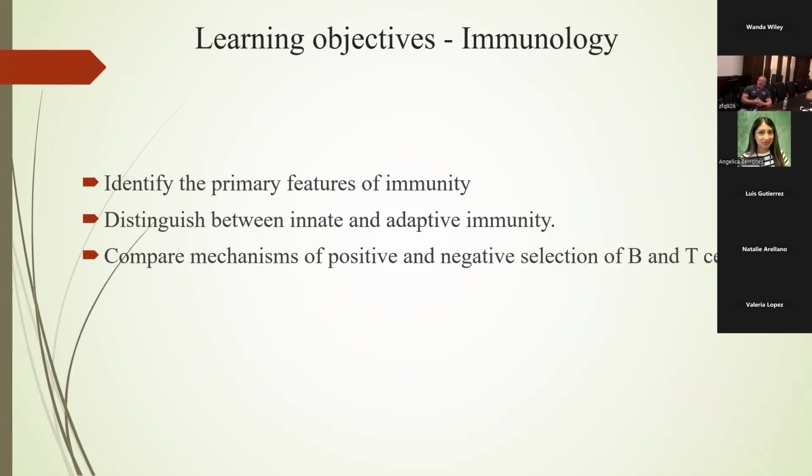So we're going to talk about today in this lecture the primary features of the immune system. We'll distinguish between what innate and adaptive immunity is, and then we'll talk a little bit about B cells and T cells, how they're formed, what their basic roles are, how long they persist in the body, and what their utility is within the context of having an immune response.